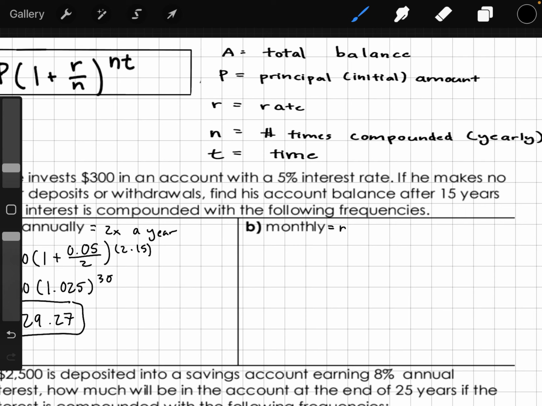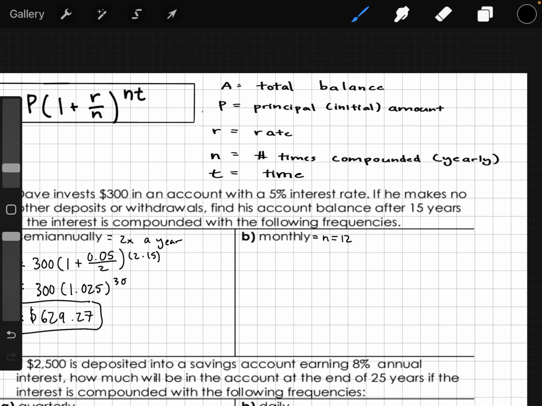Now it's asking with a monthly frequency. So this means that n equals 12. There's 12 months in 1 year. So A equals the initial amount, 300, times 1 plus 0.05, because it's still the same interest rate, and we're dividing this over 12 now. And then we're taking it to the power of 12 times 15.